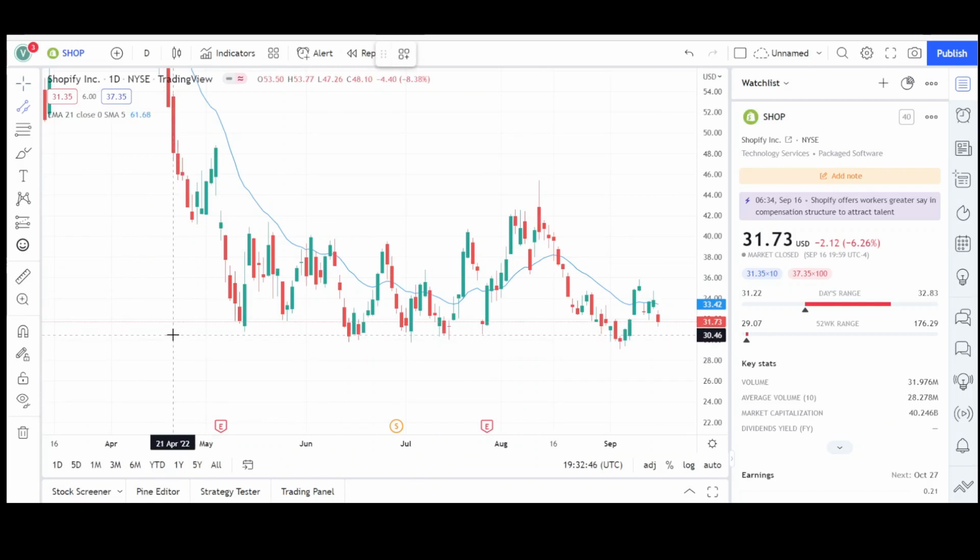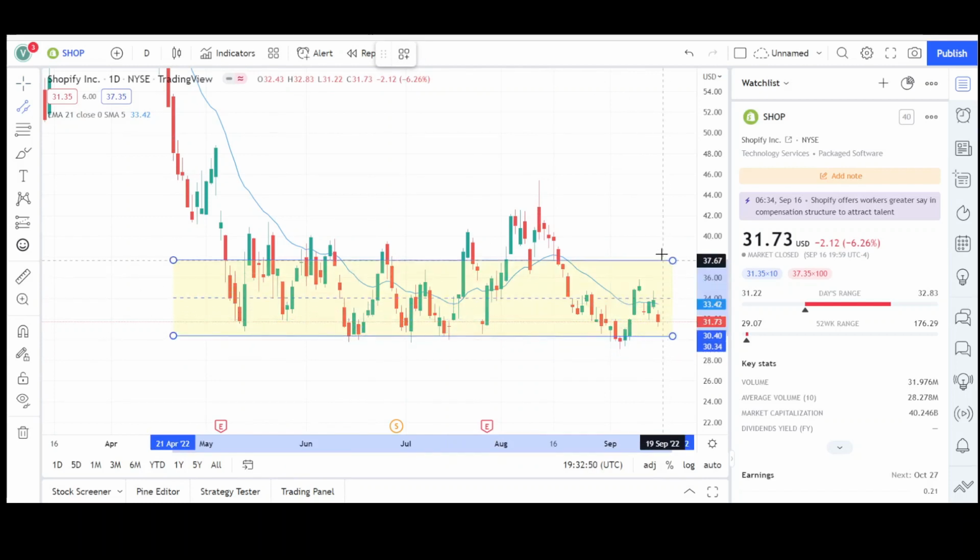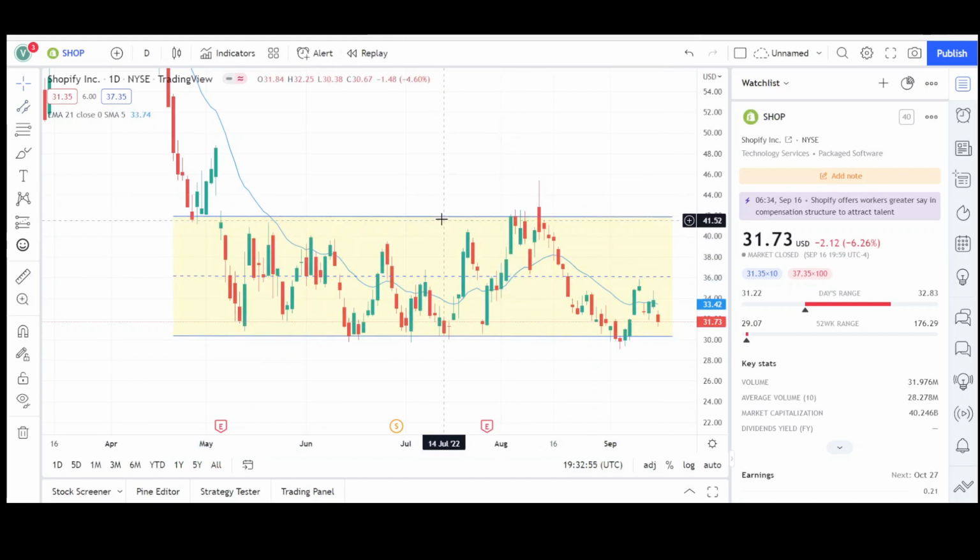Looks like prices are finding support at this low $30 level, and we're finding resistance right around this $41 to $42 level.